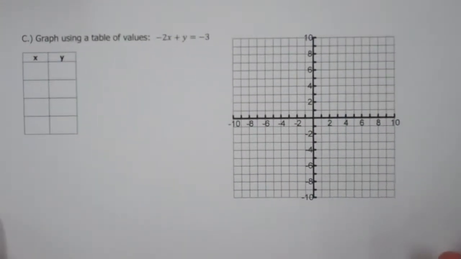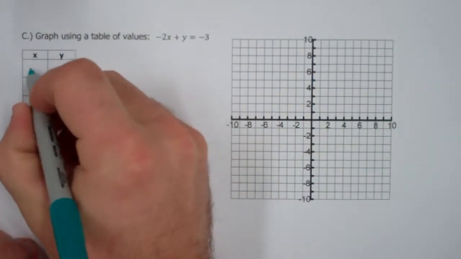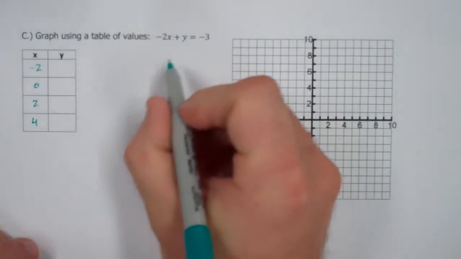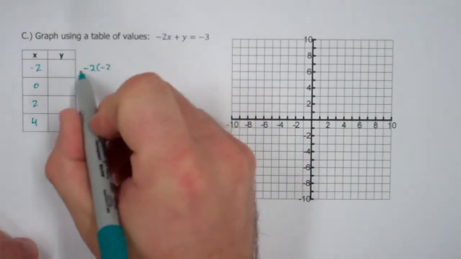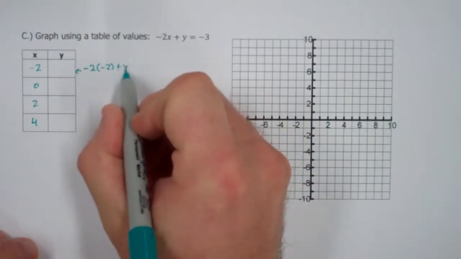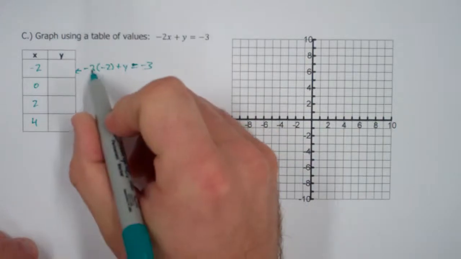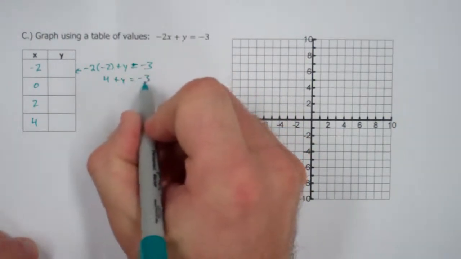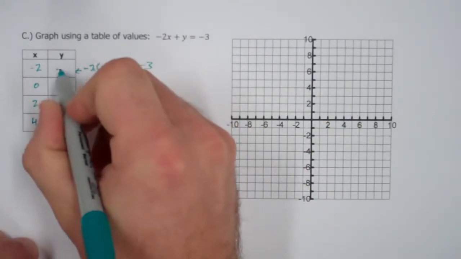And we've got one last one here for example 3. So let's choose maybe -2, 0, 2, and 4. Maybe those will work, don't know. So we've got -2 times -2 plus y is equal to -3. So this is 4. So we're going to have 4 plus y equals -3. Subtract 4. Y is -7.